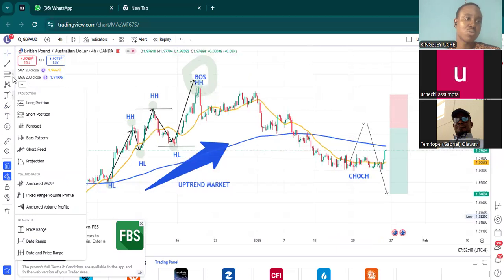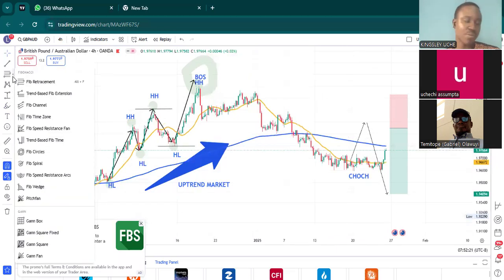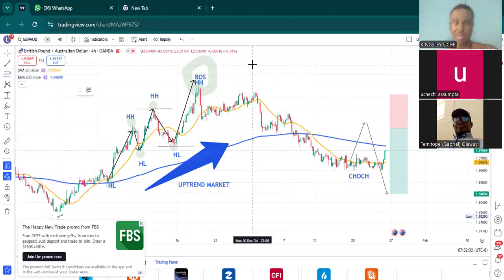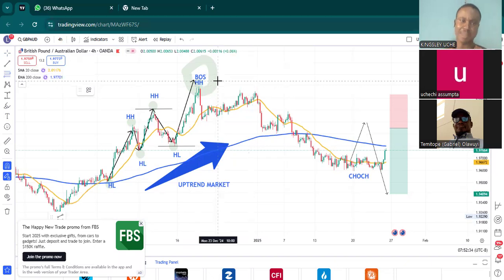So we go towards TradingView. This is TradingView, the platform where most, in fact, all traders do their setups. So that's the Fibonacci retracement tool, you click on that. Because the break of structure is above, and remember, anytime you have an uptrend market, we are looking to sell the market. We are looking for sales. And anytime you have a downtrend market, we are looking to buy the market. At this level, it's an uptrend market, so we are looking to sell.